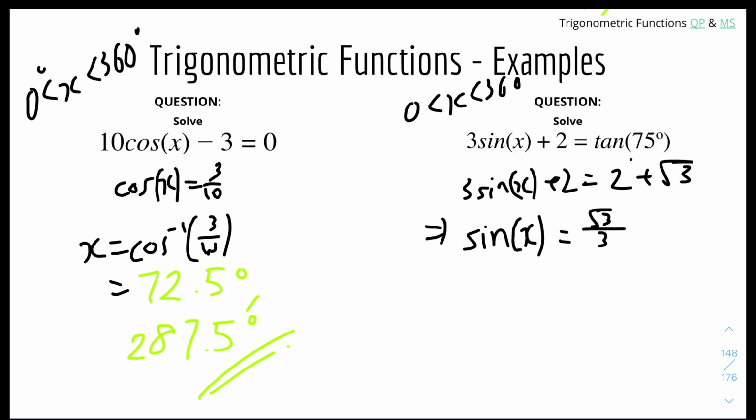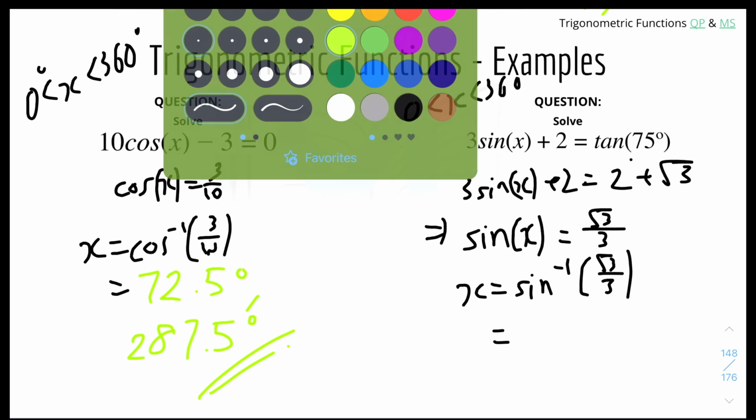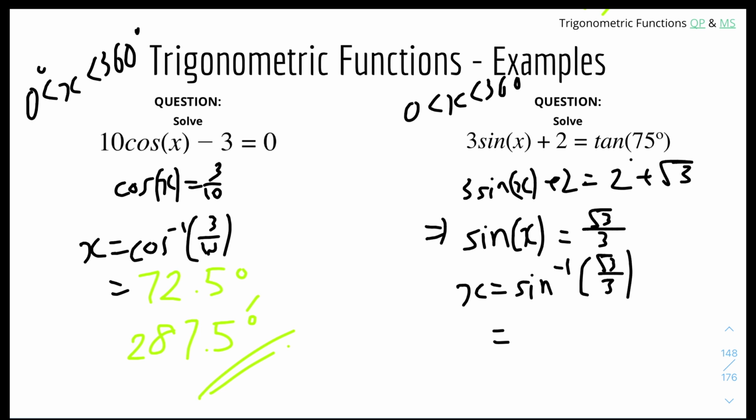over 3. And to solve for x, you just do sine inverse root 3 over 3, which the first answer will be just putting that into the calculator. Sine inverse root 3 over 3, which is 35.3. And the second answer, you will get by doing 180 degrees minus the first answer, which gets you 144.7 degrees. And these are the two answers that are in range.